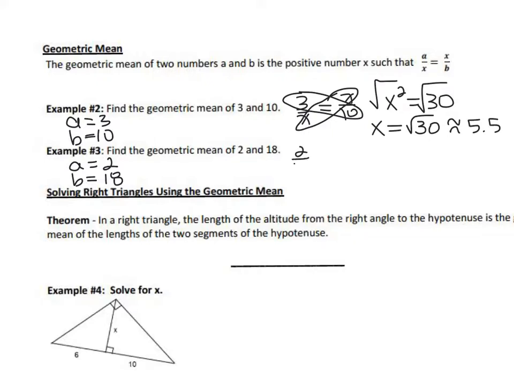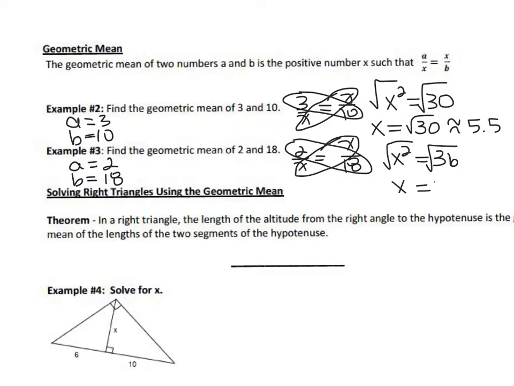So we set it up into our formula. We have 2 over x equals x over 18. And again, we cross multiply, and we get x squared equals 36. And this time when we take the square root of both sides, we get x equals 6, because the square root of 36 is 6.